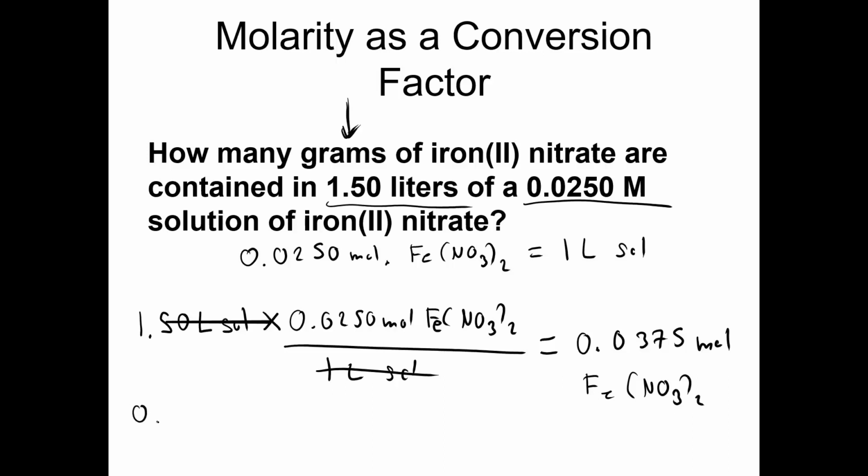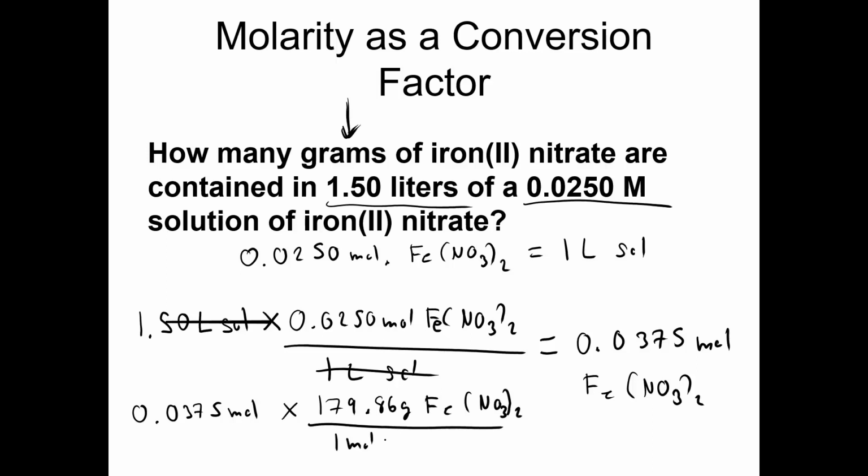So I can do 0.0375 moles of iron nitrate times molecular weight, which is 179.86 grams of iron nitrate divided by 1 mole of iron nitrate. Left the iron nitrate out, but there you go. That gives me 6.74 grams of iron nitrate.